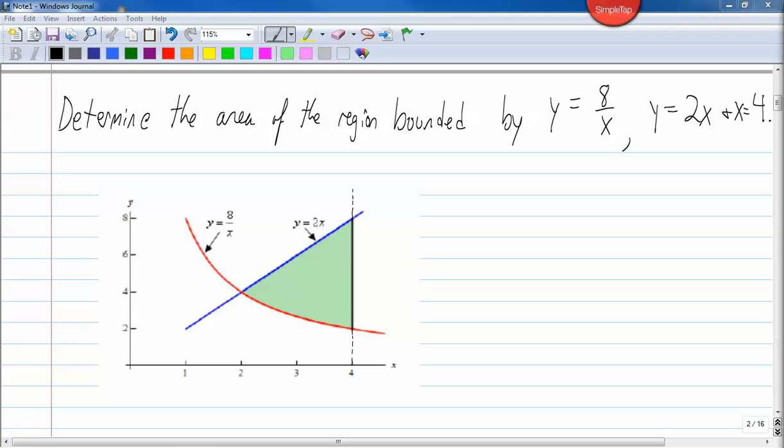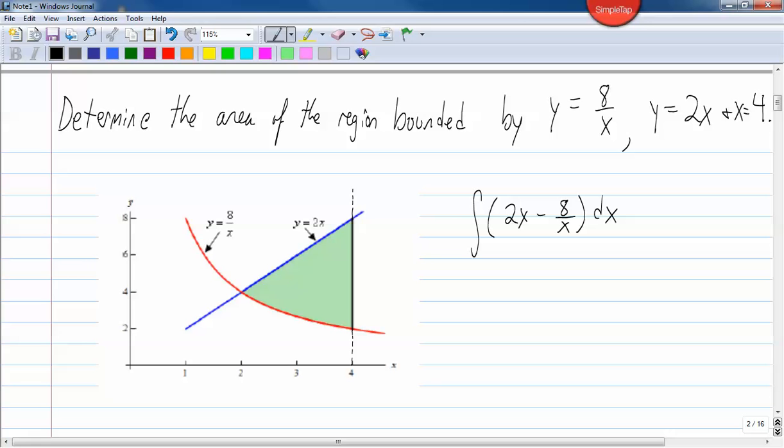So now that we have the rough sketch, let's set up an integral that will give us the area between these two regions, or this shaded region here. So it's going to be the integral of top minus bottom. So that's 2x minus 8 over x dx.